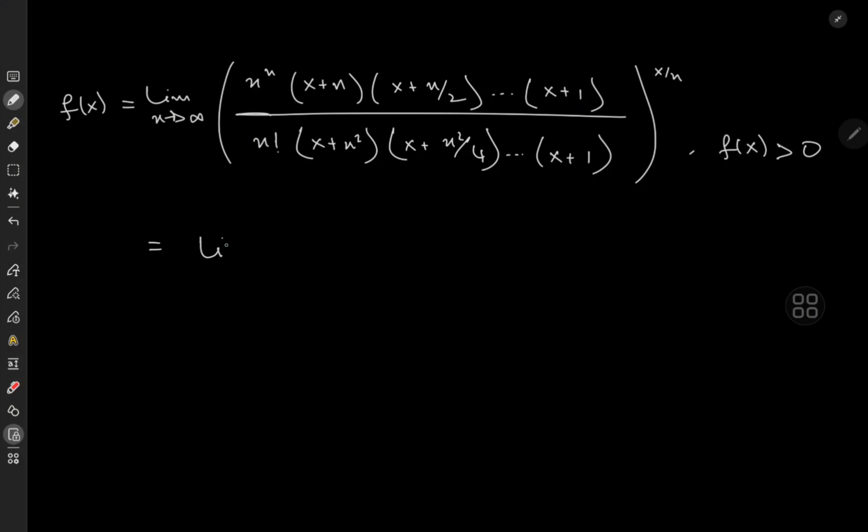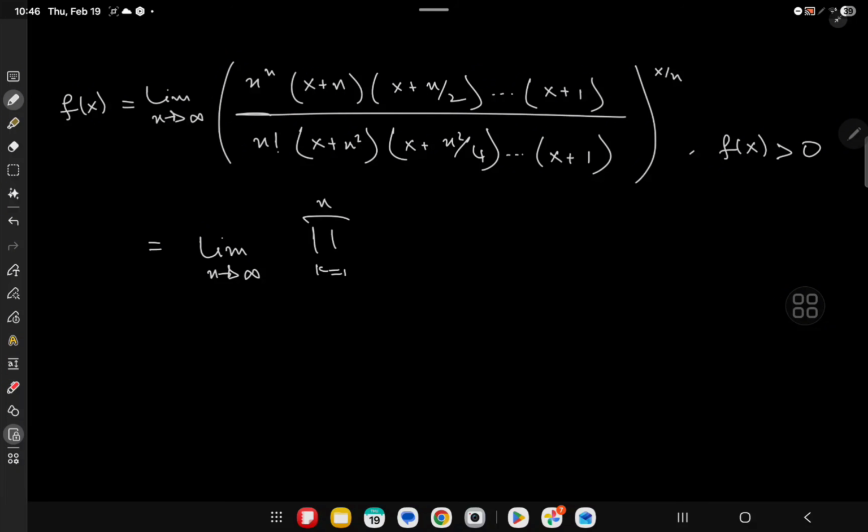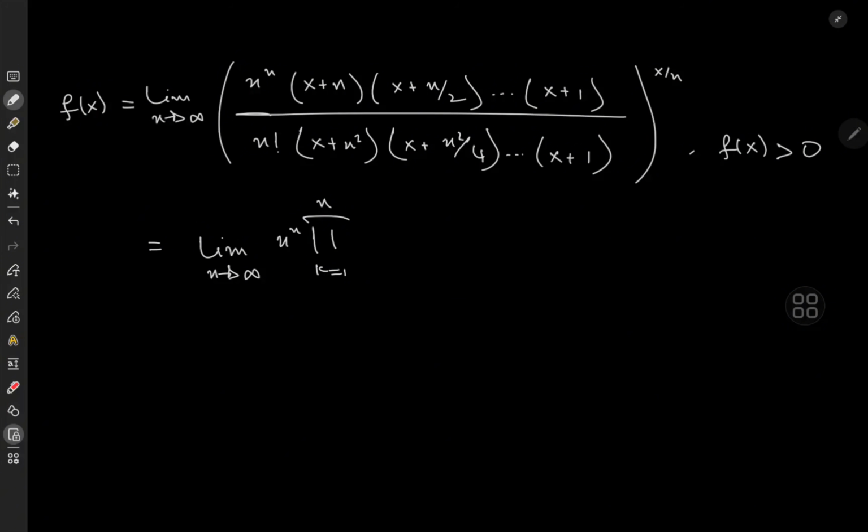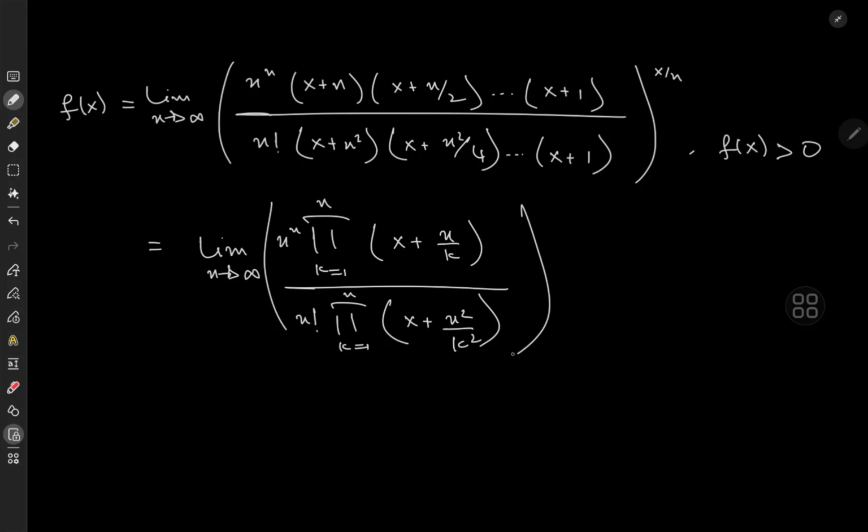So the first thing I'd like to do is write this as the limit as n tends to infinity of the product over k from 1 to n of n to the n, which is independent of k, so I might as well just take that outside. And I have x plus n over k, which is dope. Downstairs, I have n factorial times the product over k from 1 to n of x plus n squared over k squared, and the whole thing is again being raised to x over n. Okay, cool.